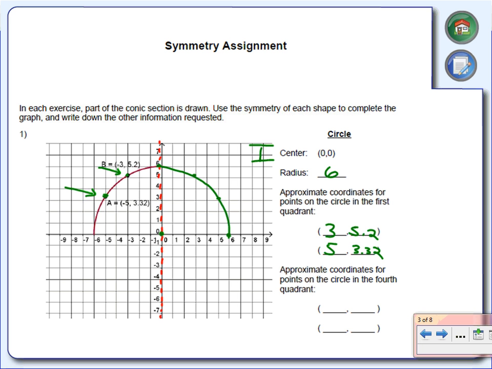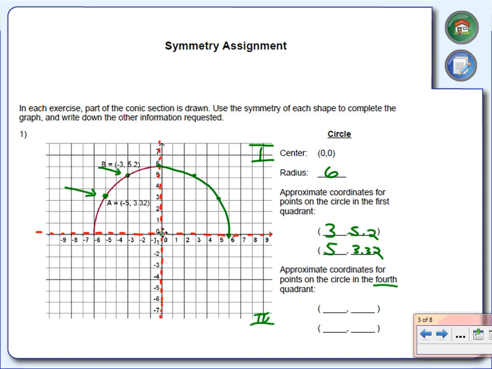All right, so those are some points in the first quadrant. Now what they want me to do is approximate coordinates for points in the circle that are in the fourth quadrant. Okay? So this over here would be the fourth quadrant. What are some points that would fall in the fourth quadrant? Well, again, remember, we have a line of symmetry and the circle has lots of them. So we're also going to have this horizontal line of symmetry. So if there's points above that line, there should also be corresponding points below that line.